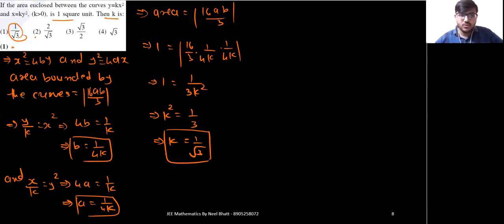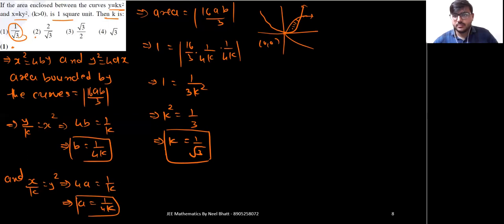If you are not able to remember this, then we have a method also. It's just a simple way: we plot the two parabolas like this, and this is the area we want to find out. This can be 0, 0 and this can be the point of intersection, which we have to find out. So this intersection must be k, k. Now we just have to find out the area. This is another method.